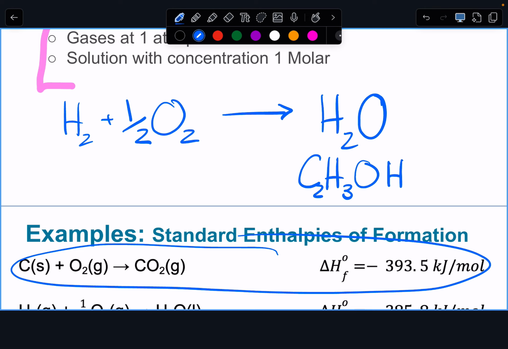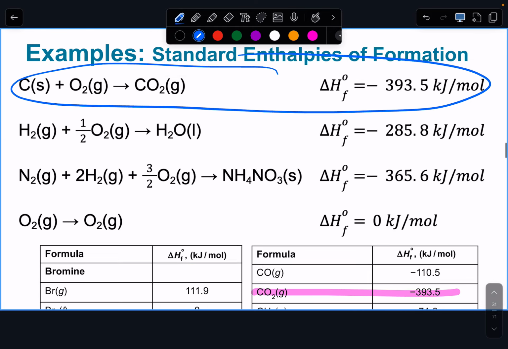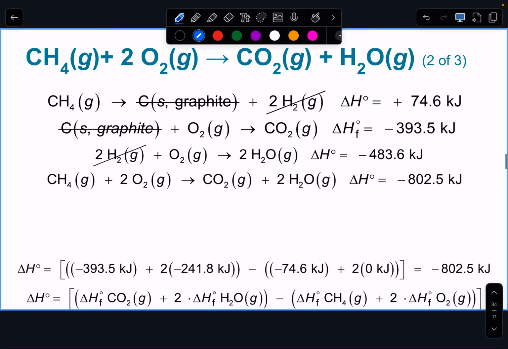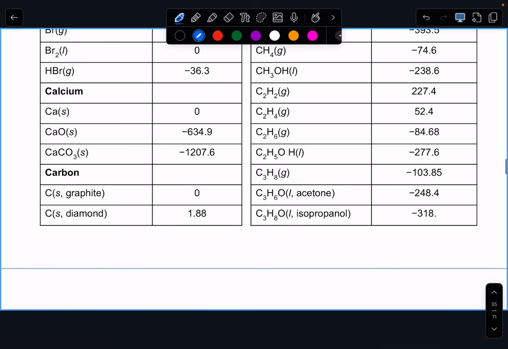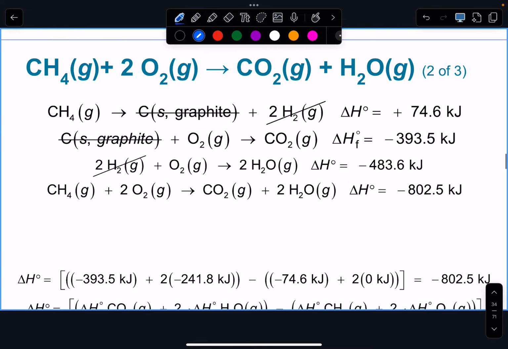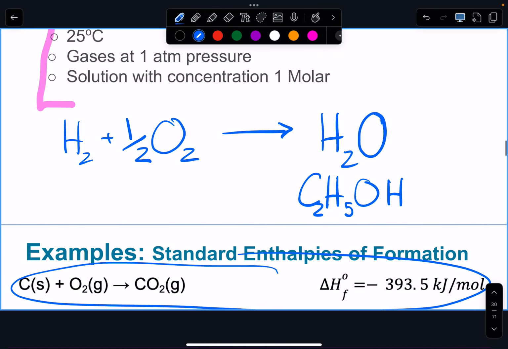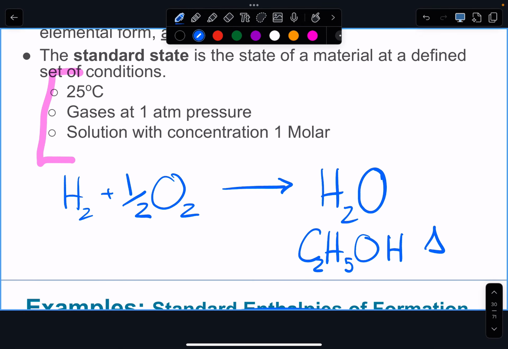Actually, let's do C2H5OH. Okay, so if I look up this value, in fact, I'll go look it up and write it down there. Negative 277.6. So the delta H of formation is negative 277, I think I said 0.6.